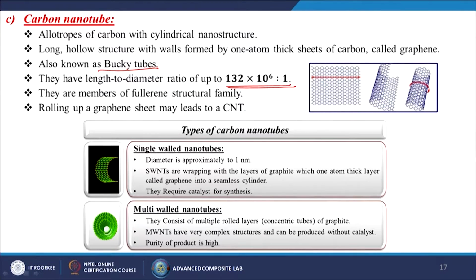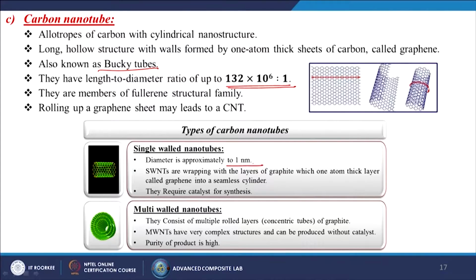So, there are generally two types of carbon nanotubes. One is called single walled carbon nanotubes, with a diameter of approximately 1 nanometer. SWNT, the short form of single wall nanotubes, are made by wrapping a layer of graphite, one atom thick, called graphene, into a seamless cylinder. They require a catalyst for synthesis. From this image you can better understand.